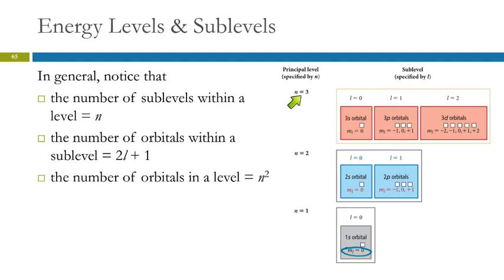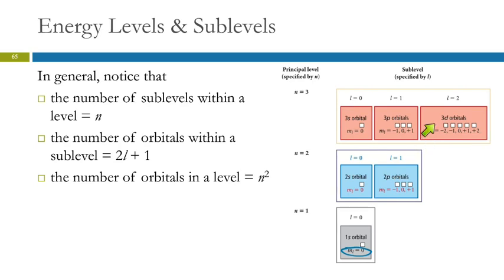We go up to the third level. When n equals 3, we have 3 possibilities, 0, 1, and 2 for L. Again, for L equals 0, that's S, and there's only one of them. For L equals 1, that's given the designation P, and we have 3. When L equals 2, that's referred to as D, and now we can have minus 2, minus 1, 0, plus 1, and plus 2. So there's 5 different ones.